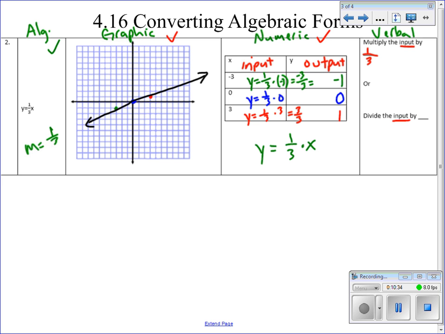1 over 3. Multiplying by 1/3 is also the same as dividing by some number. So I've got to try to figure out -3 divided by what is -1. 3 divided by what is +1. And the answer to that would obviously be 3, because 3 divided by 3 is 1. -3 divided by 3 is -1. And so in this case, our verbal was proving that multiplying by 1/3 is just the same as dividing by 3. Okay, I hope that helps. Go ahead and finish the rest, pack it up, and good luck.